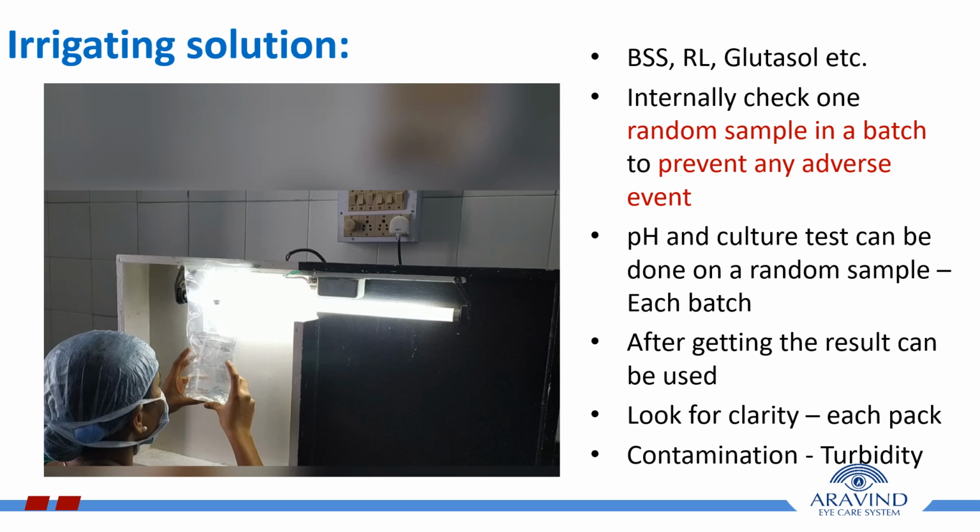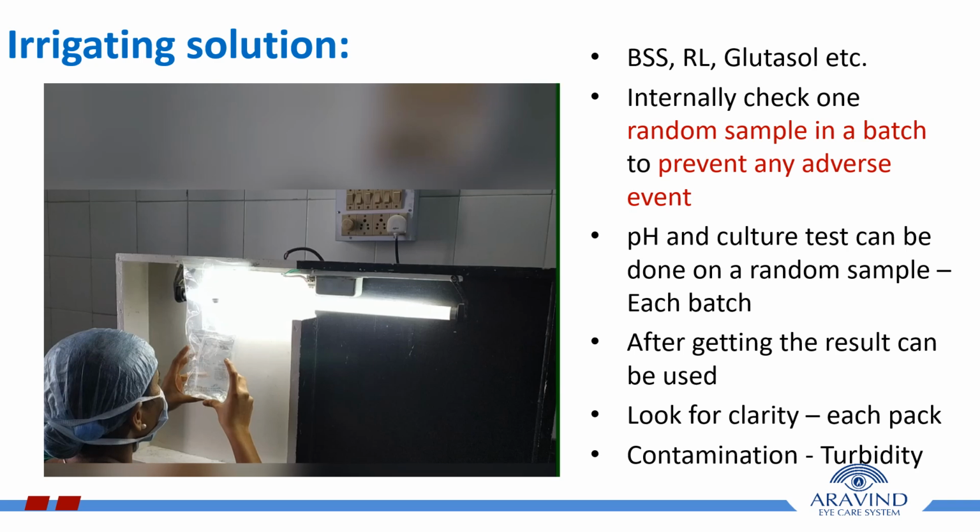Irrigating solutions, for example, balanced salt solution, Ringer lactate, Glutasol, etc. In case of any issue or contamination in a particular batch number, it will lead to an adverse event. So it is necessary to do a pH and culture test of one random sample in each batch. After getting the culture results, the batch can be used.